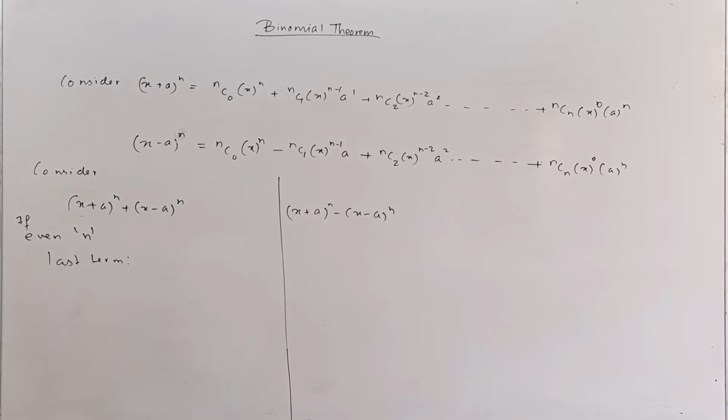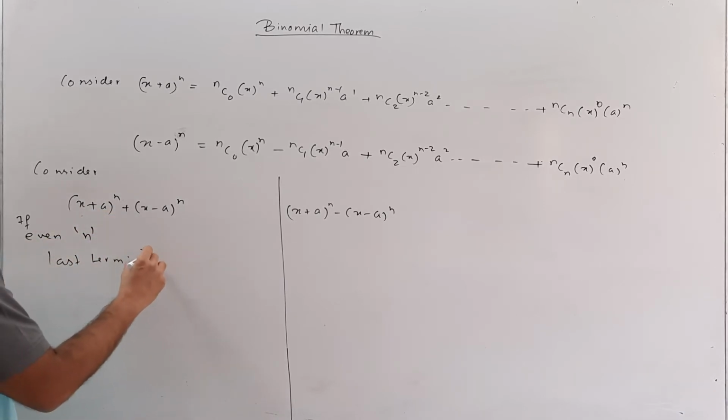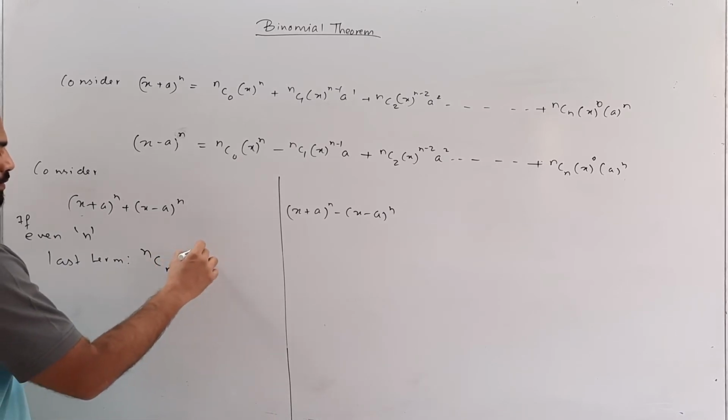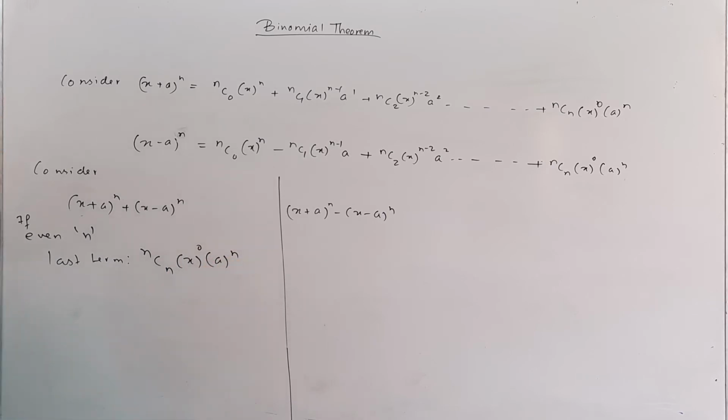Now let us understand the next concept. In this only, if we have even power here, then the last term that we are going to have over here will be of the form nCn x raised to 0 a raised to n. And if we have odd n, then the last term in this case is going to be the second last term in the expansion of this.